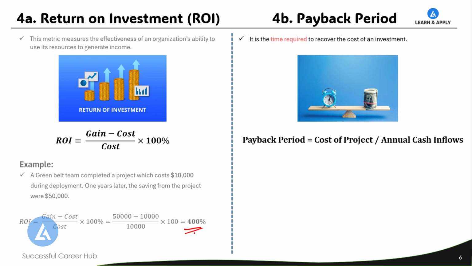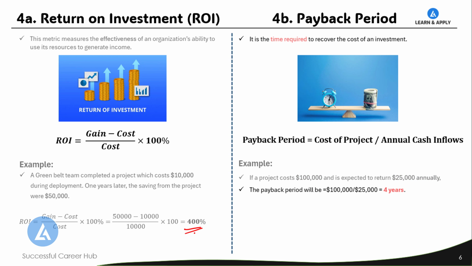Let's take an example to understand this payback period. If a project costs $100,000 and is expected to return $25,000 annually, then the payback period will be $100,000 divided by $25,000, which is coming as 4 years.